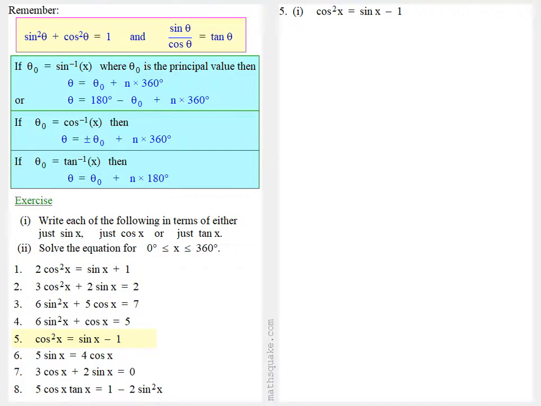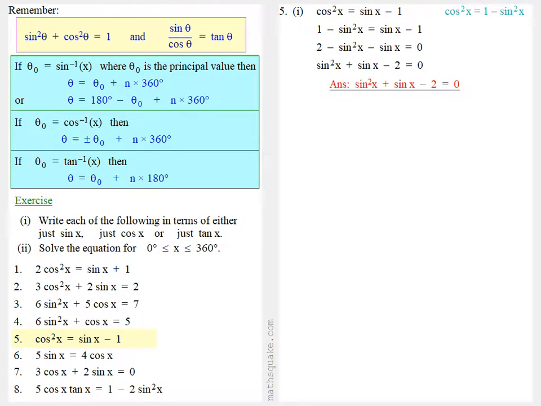In question 5, we're given the equation cos squared x equals sin x minus 1, and we know cos squared x is 1 minus sin squared x. So we can make the substitution: cos squared x becomes 1 minus sin squared x. Now, if we subtract sin x and add 1 to both sides, we end up with 2 minus sin squared x minus sin x equals 0, which can be rearranged as sin squared x plus sin x minus 2 equals 0, and that's our answer to the first part.